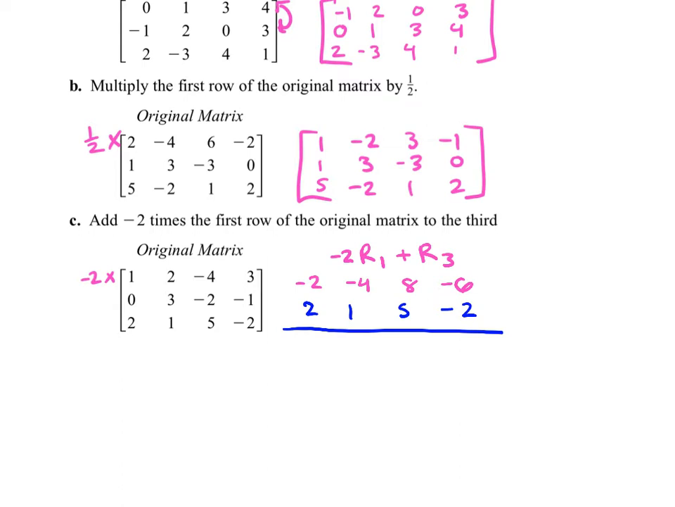So what do we get when we add them together? What's negative 2 plus 2? 0. And then negative 3. And then 13. And then negative 8. Perfect.